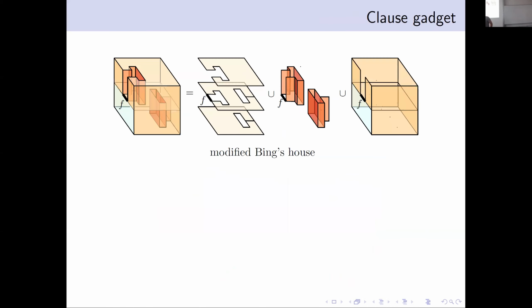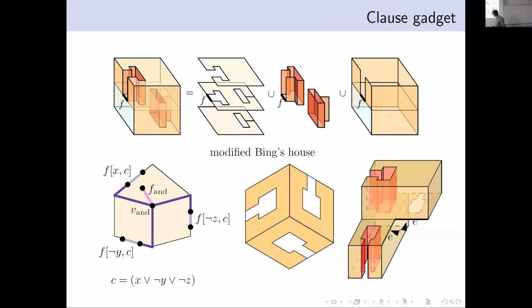Now the clause gadget. The original clause gadget looks like that. This was one building block of it. It's some kind of complicated topological space. Actually, it should be triangulated, so split into triangles in some nice way. And now we glue three of these pieces together. So you see it's kind of complicated, and these two edges are connected and it's kind of a mess.